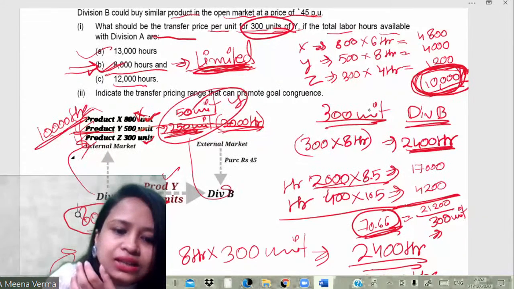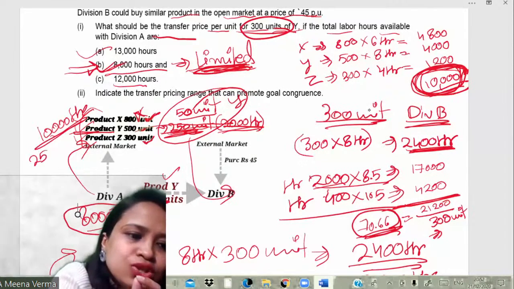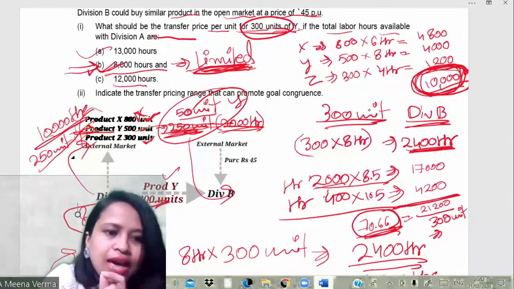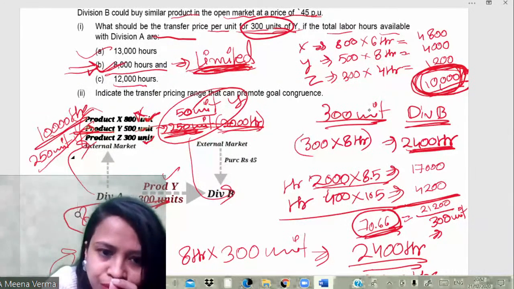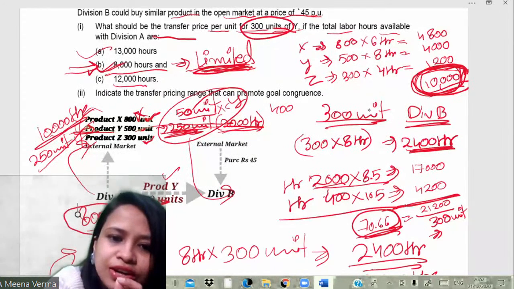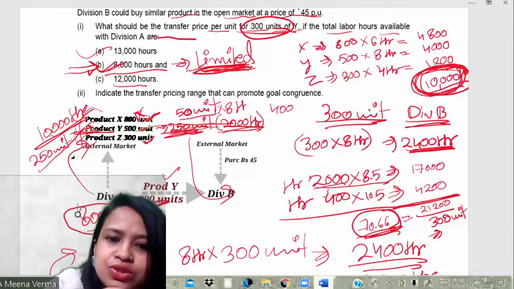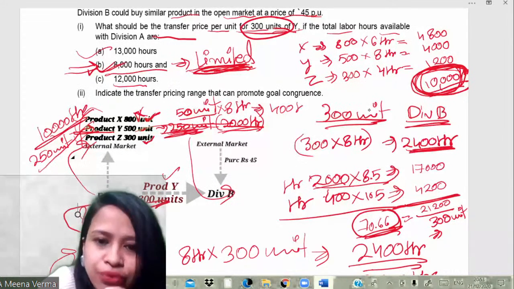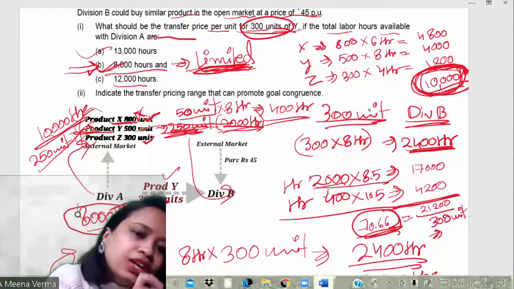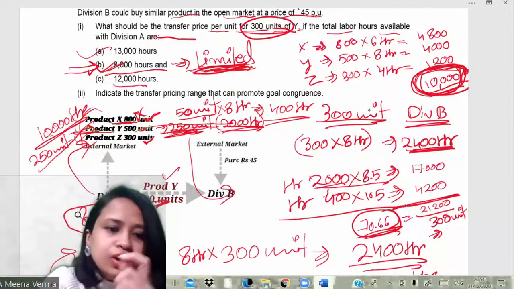Why? Because there is internal demand in division B. So we will lose the contribution on these 250 units. And for producing these 50 units, how many hours are required? 400 more hours are required, because for 1 unit, you need 8 hours. For 1 unit, you need 8 hours. So you require 400 more hours, and for those hours, you will take from here. Then you will see how many units you are losing here, the contribution you are losing here.